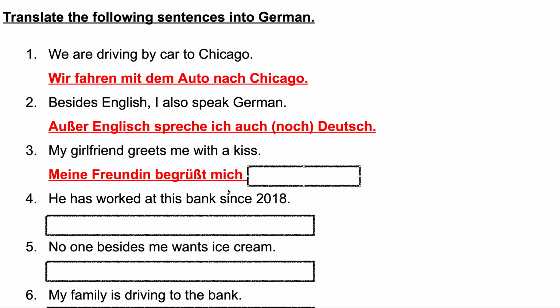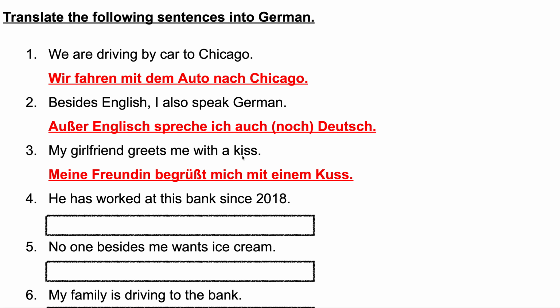My girlfriend meets me. And then with, in German, we should recognize by now, is mit. Kiss in German is the word Kuss, which is a masculine noun, der Kuss. And so when we're using this in the dative case, we use einem Kuss. So, meine Freundin begrüßt mich mit einem Kuss. My girlfriend greets me with a kiss.